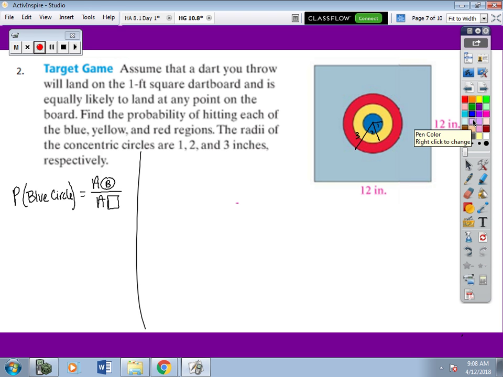Thank you. So the area of a circle is pi r squared. So that would be pi times the radius, which is 1, divided by the area of the square, which would be 12 squared, or 12 times 12. So that would be 1 pi over 144. And then we'll do these as percents as well.